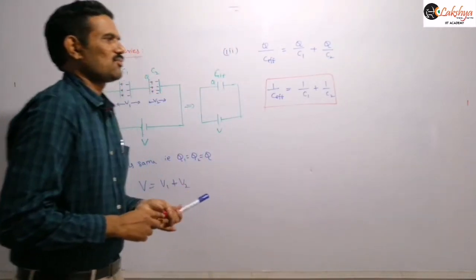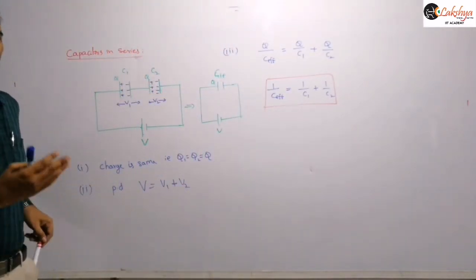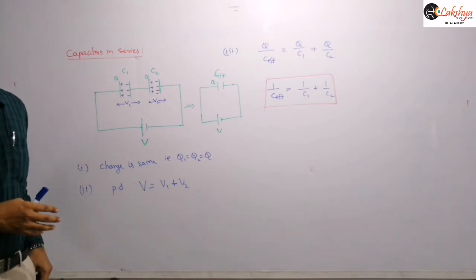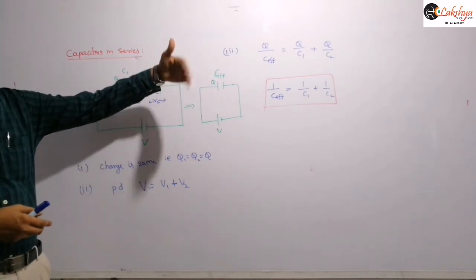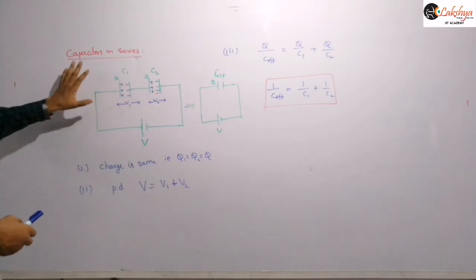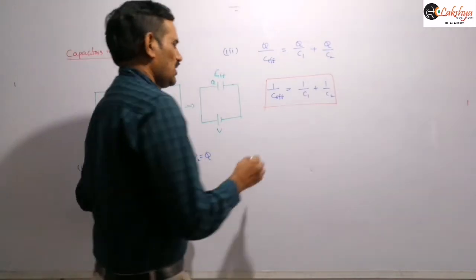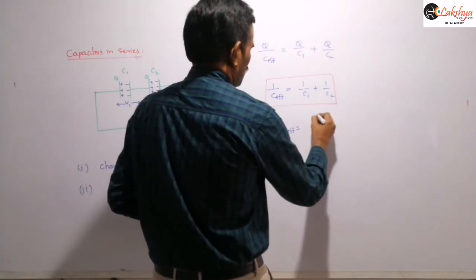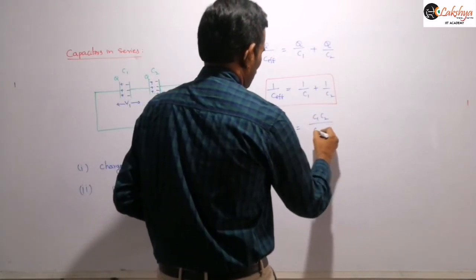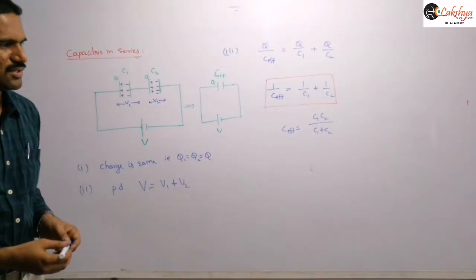And this is similar to resistors in parallel. In the parallel combination of resistors, we got a similar formula, 1 by R is equal to 1 by R1 plus 1 by R2. But for capacitors, you get that formula for the series combination. Remember that. Then you can simplify this for two capacitors as C1 C2 by C1 plus C2.